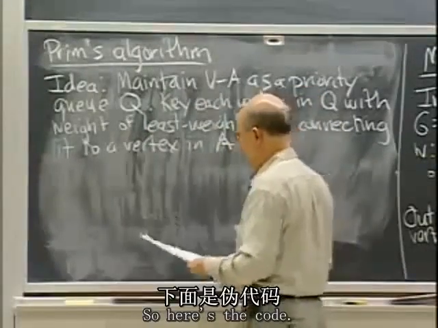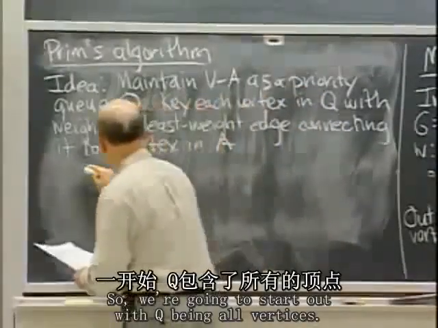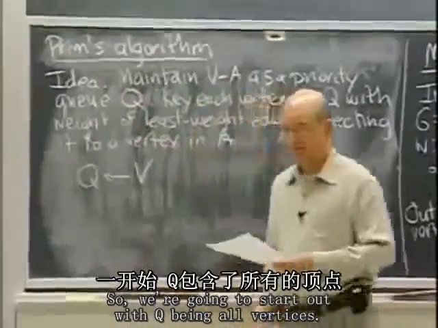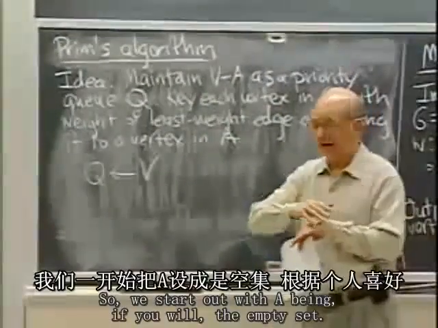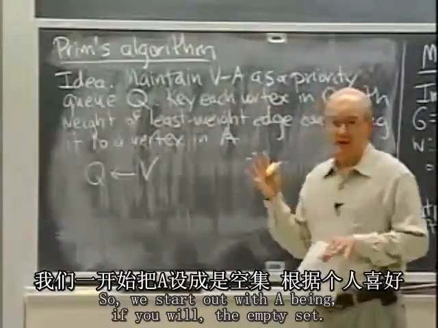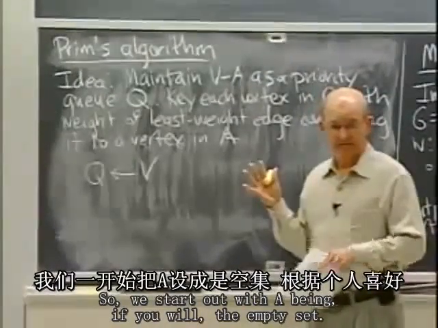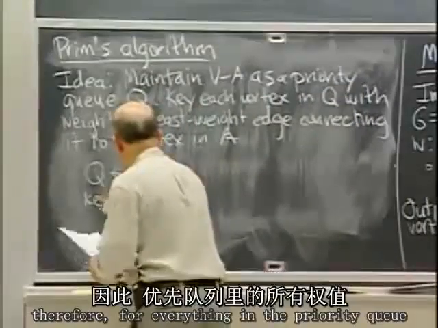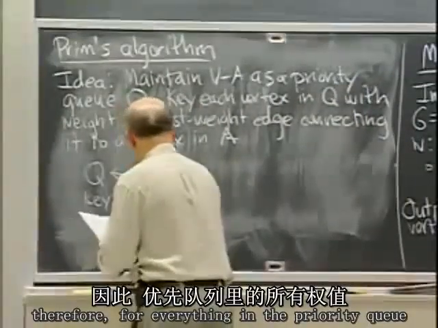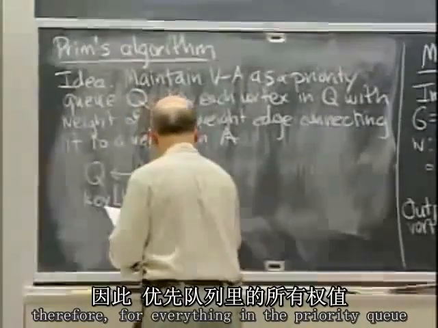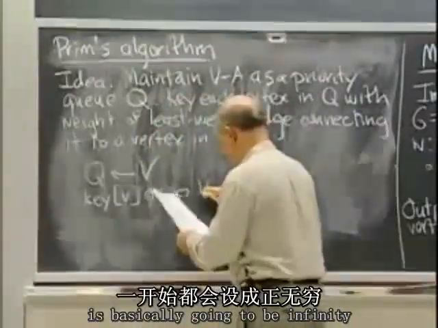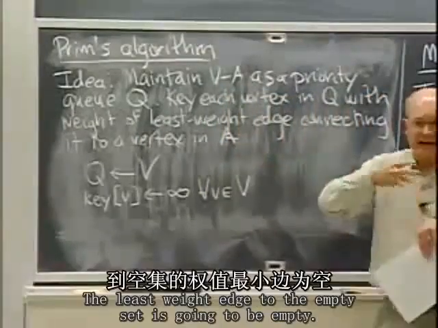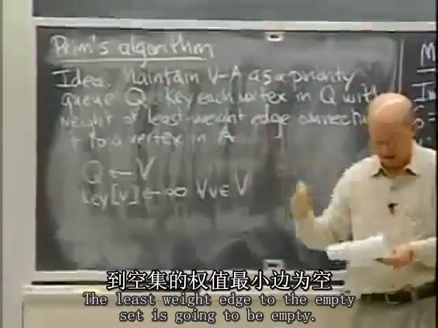So here's the code. We're going to start out with Q being all vertices. We start out with A being, if you will, the empty set. The least weight edge for everything in the priority queue is basically going to be infinity, because none of them have any edges. The least weight edge to the empty set is going to be empty.